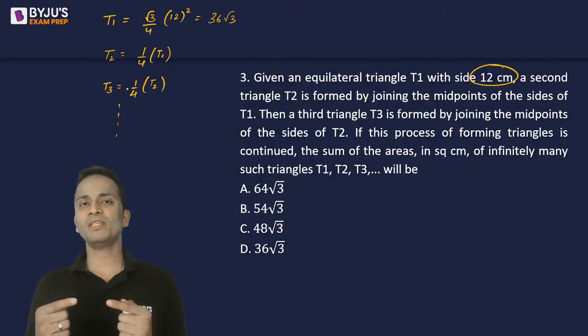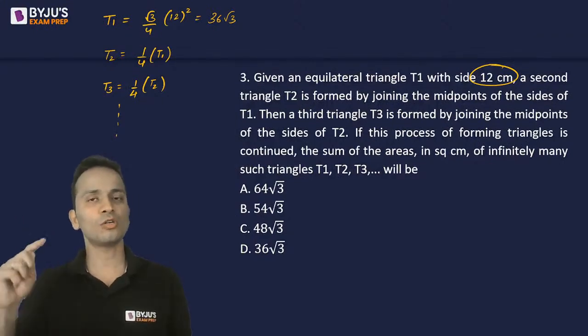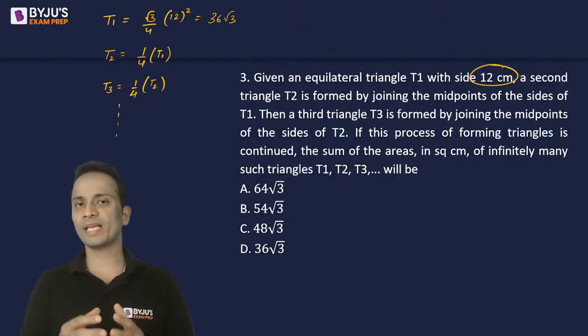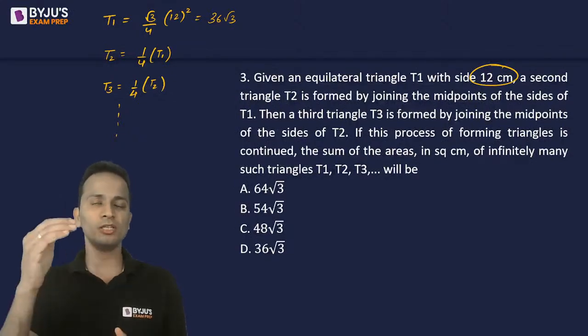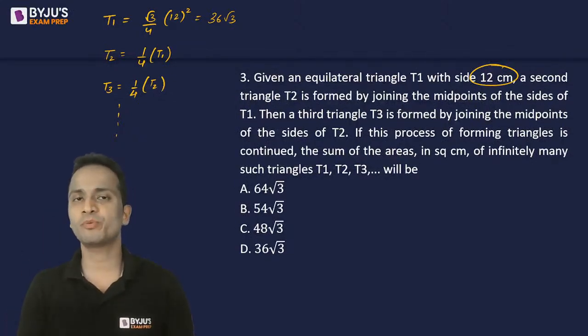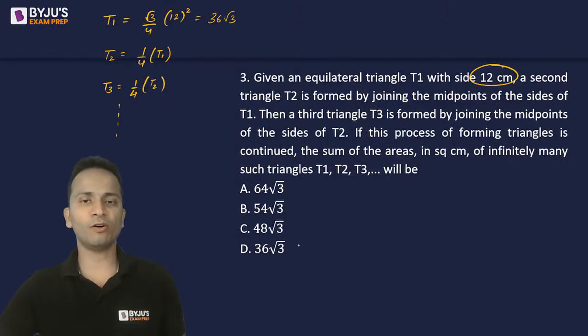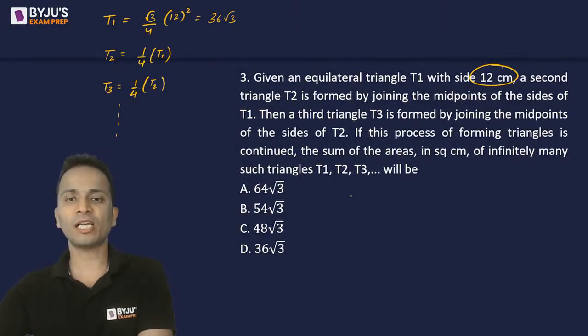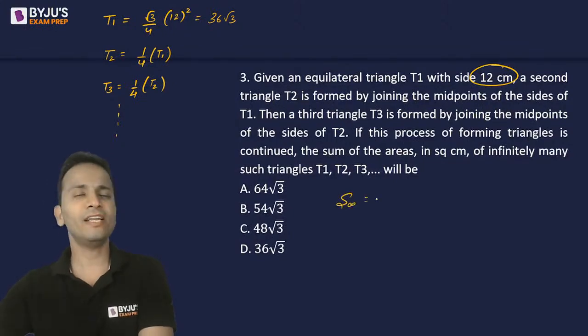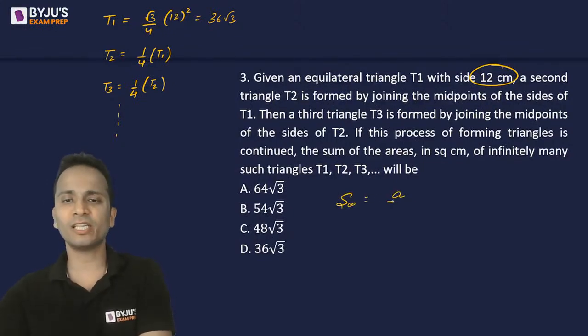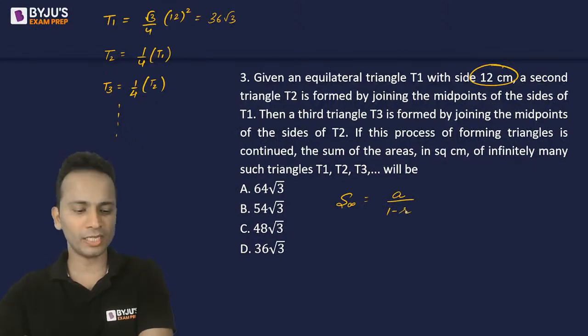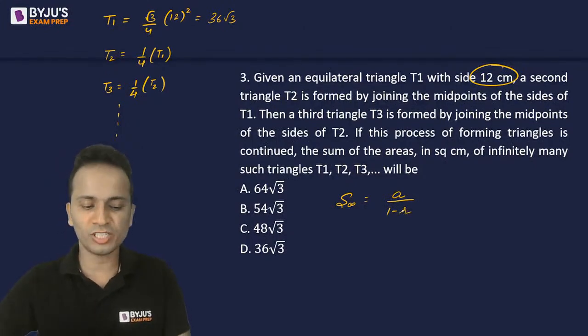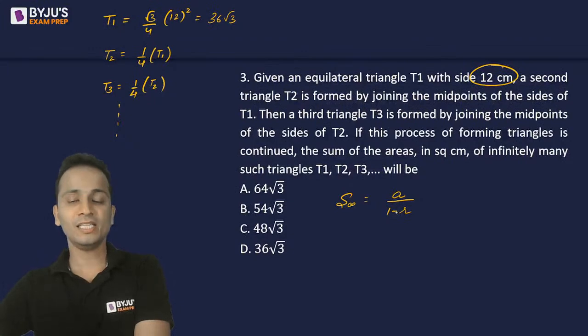So every time the area is getting 1/4 of the previous value. So I can say that all these areas, all these numbers will be in geometric progression, and we'll have to find out the sum of this up to infinity. So the sum till infinity in a geometric progression, what is the formula? Everyone should know it: a upon 1 minus r. One of the students, Ajay Chaudhary, has also mentioned the formula in the chat box.